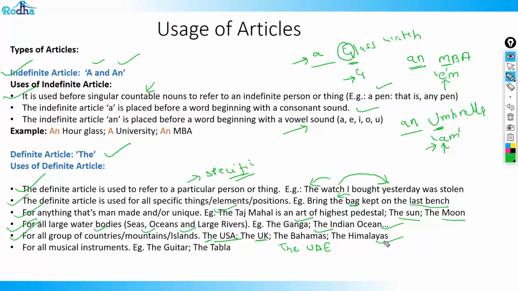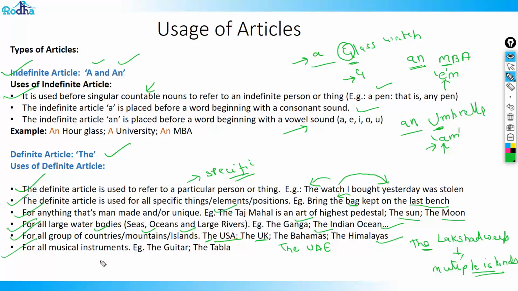Similarly, groups of islands like the Andaman, the Nicobar, the Lakshadweep. So if you look carefully, you always write the Lakshadweep. Why are you saying the? Because it is comprising of multiple islands. So it has multiple islands, so it's a group, and all groups are indicated by the.